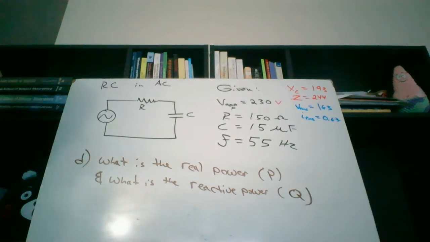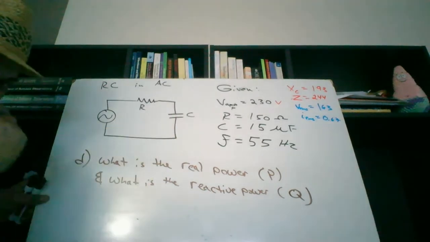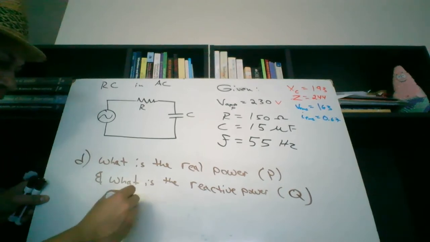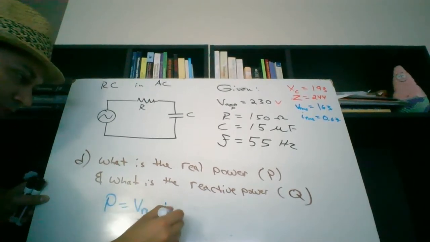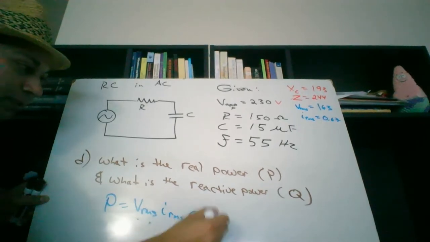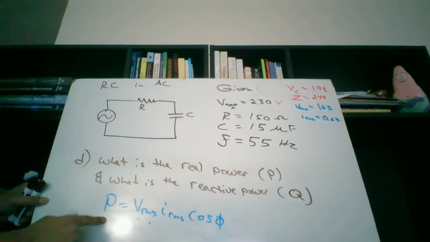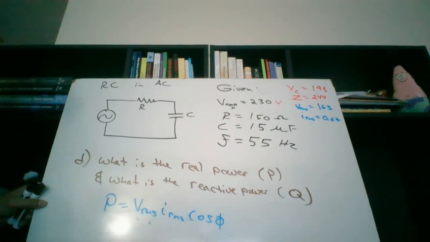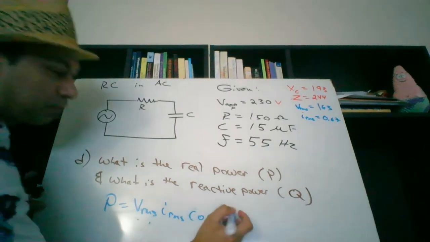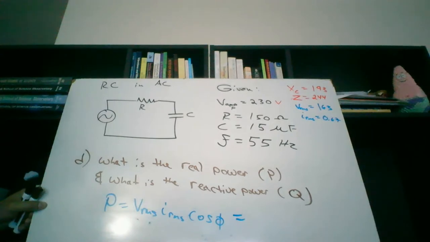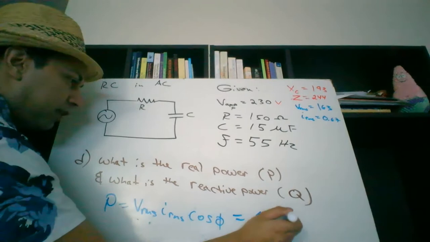So what is the real power and what is the reactive power? To find the real power is pretty simple. To find the real power, the actual power that's being dissipated here, we say the real power is equal to VRMS, multiplied by IRMS, multiplied by cosine phi. Now you know why it's called a power factor. We know what each of these is, so it's going to be 163 times 0.67 times 0.615. When you multiply all those together, you will get the real power, which is going to equal 67. And the units for power are watts.